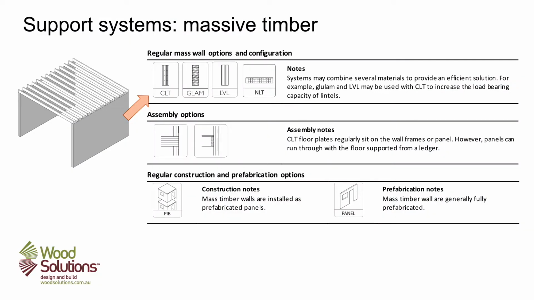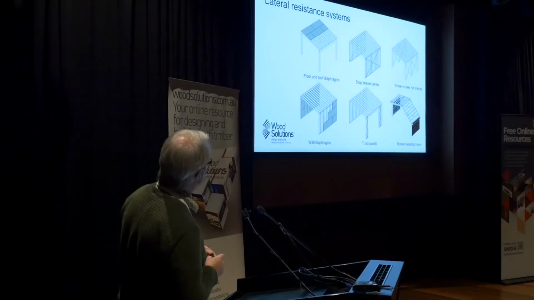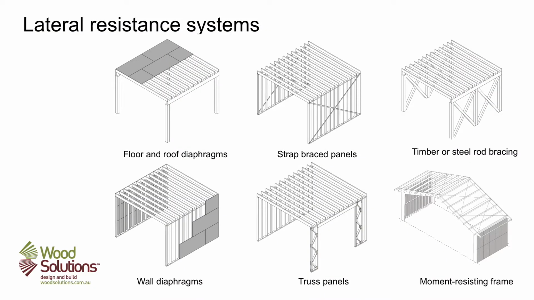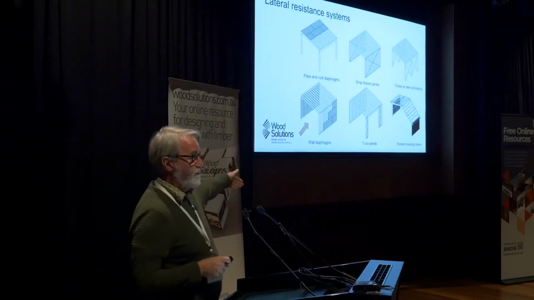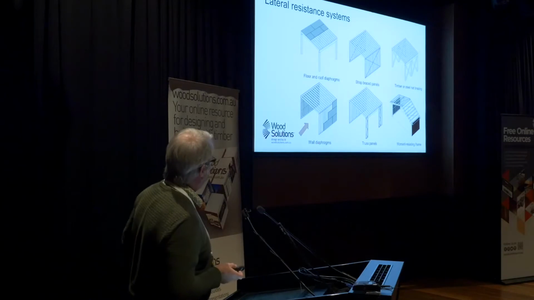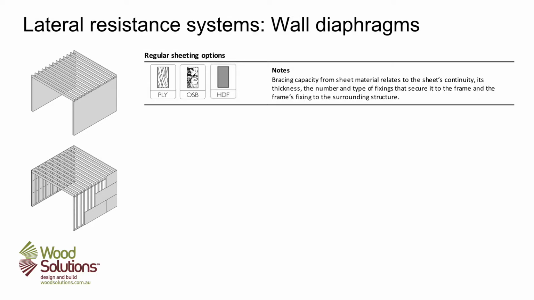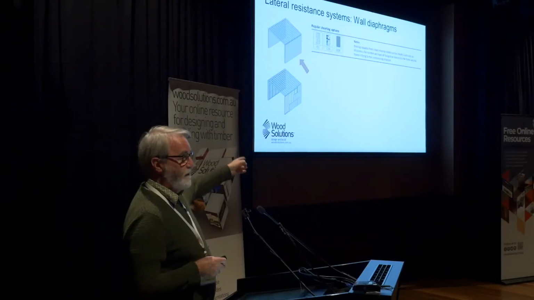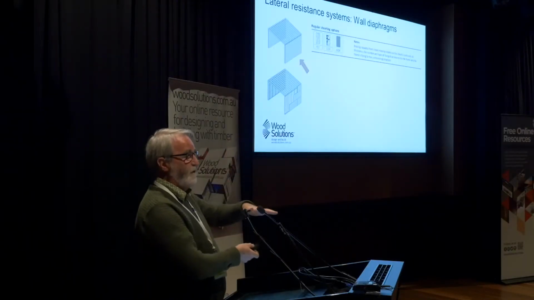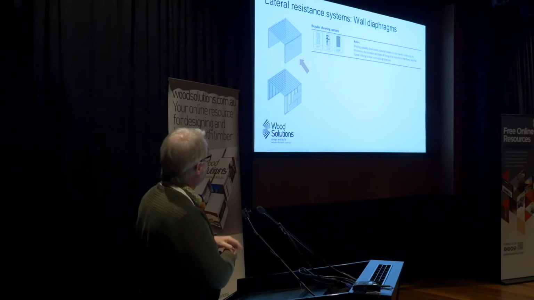So if we go with CLT, in this particular case, we can then come to our lateral restraint systems, and we've got a range of options for this. If we say we want wall diaphragms in our particular case, then we've got particular wall diaphragm options, and we know we've got CLT panels already, so that is likely to provide both some of our support systems and then some of our lateral restraints.